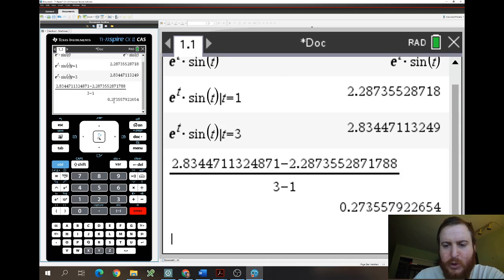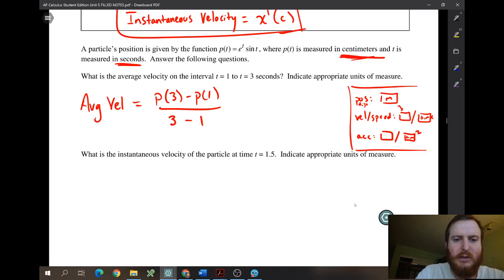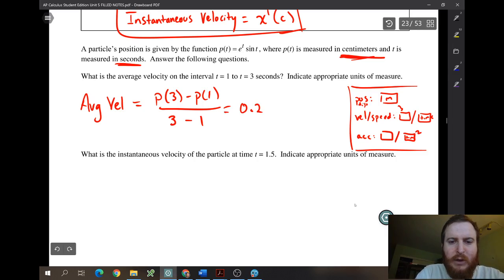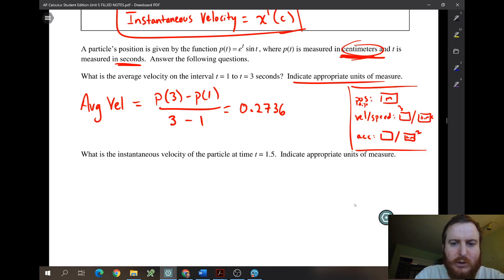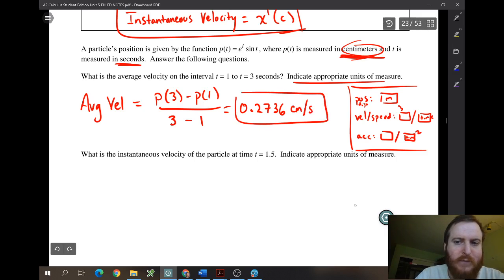So that's our formula, and we get 0.27355. So if I round it, 0.2736, right? We always want to go to 4 decimals. So I'm going to say this is equal to 0.2736. And now we need units, indicate proper units. So what were our original units? They were centimeters. And we want to remember anytime we do a rate, which velocity is a rate, we add on a per time. So centimeters per second. You can also just memorize that velocity is units per time and acceleration is units per time squared.